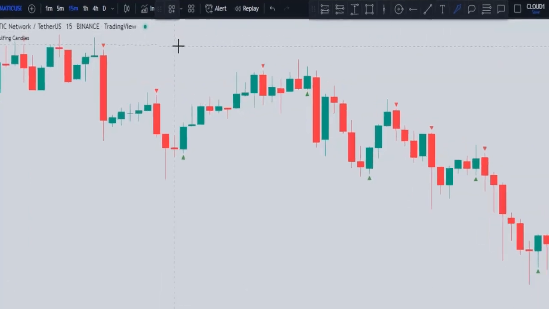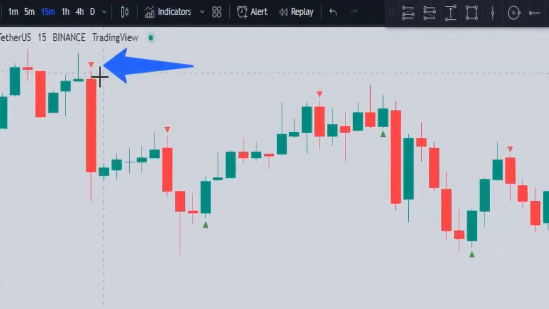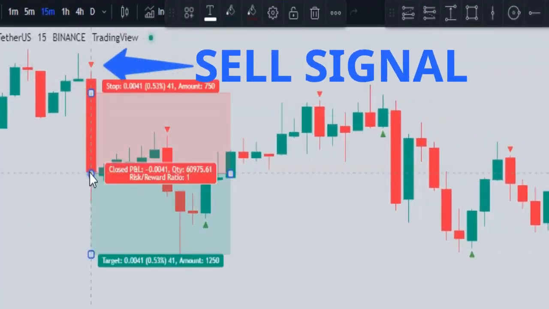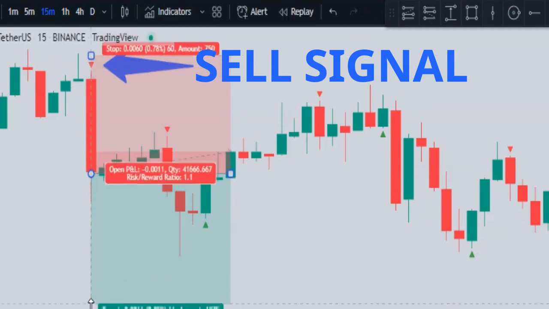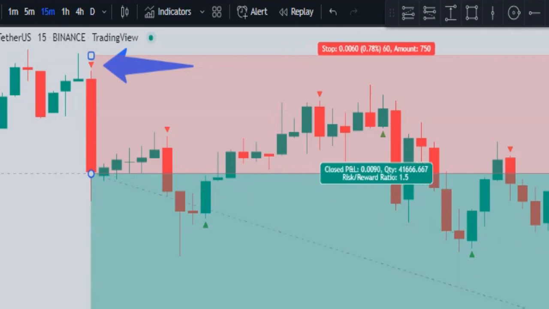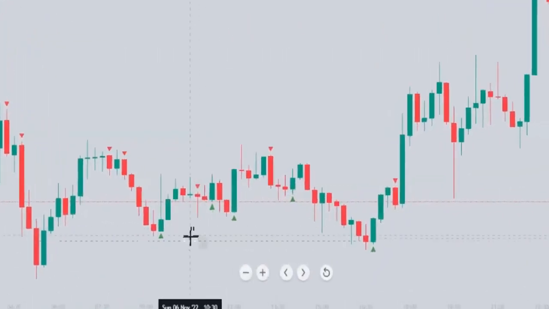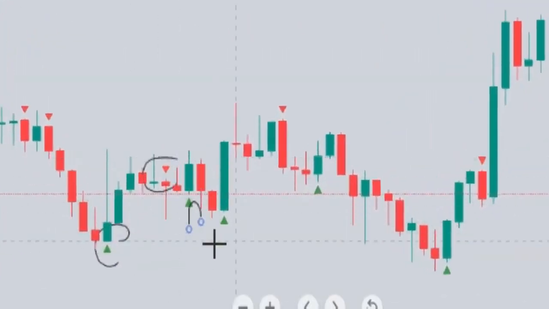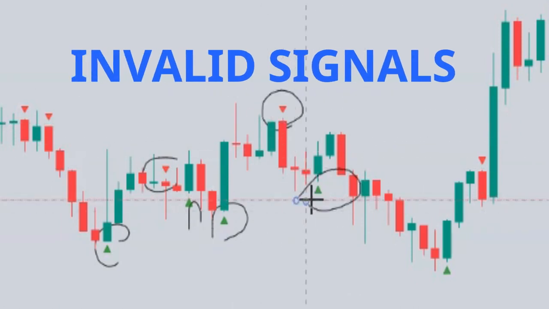And whenever a red triangle appears above the candle, it is a sell signal and you can take a sell order. But you cannot use this indicator by its own because there are many fake signals. So we should get rid of these fake signals.